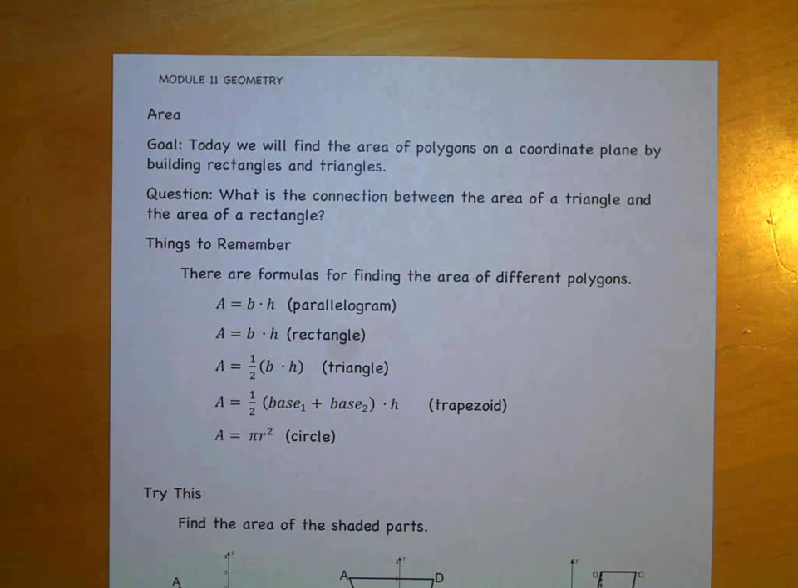Hello, math students. Welcome back to Module 11, Geometry, and this is Lesson 8 called Area. Our goal for today: we will find the area of polygons on a coordinate plane by building rectangles and triangles. So we're going to use our information that we know about rectangles and triangles, and we're going to take that original shape and break it into rectangles and triangles to figure out the area.